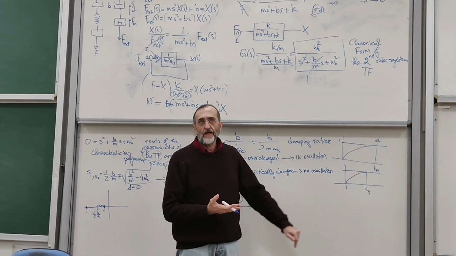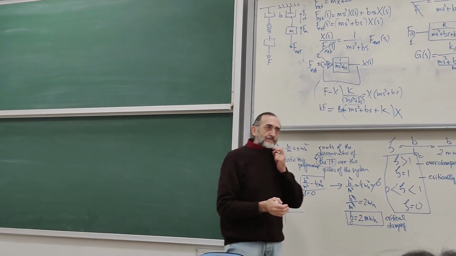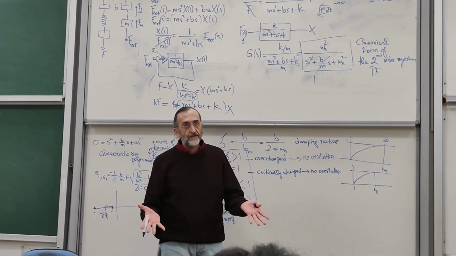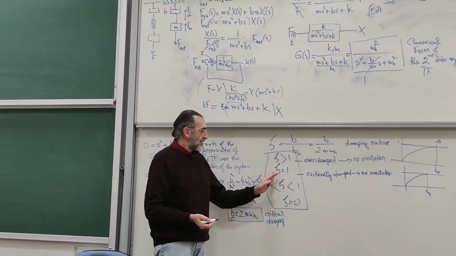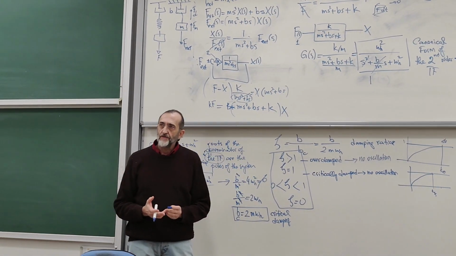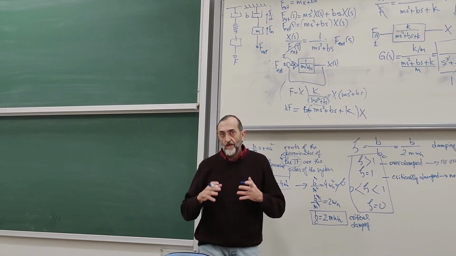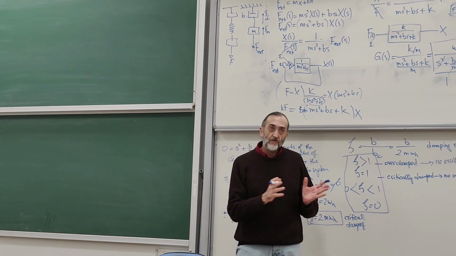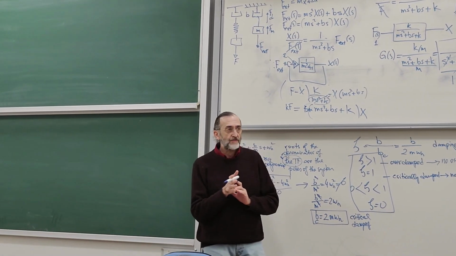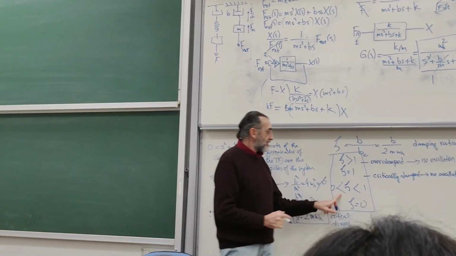So if you want to have a system that has a mass and everything in it, but you don't want it to oscillate, but you want it to settle in the shortest amount of time, then you choose your zeta equal to 1. And those are all design criteria. These are the choices that you make when you're designing your system, depending on what your customer requires, the customer specifications, or your own design criteria.